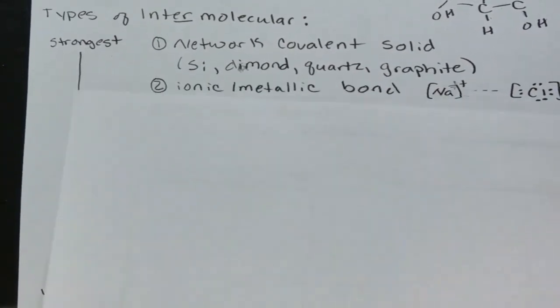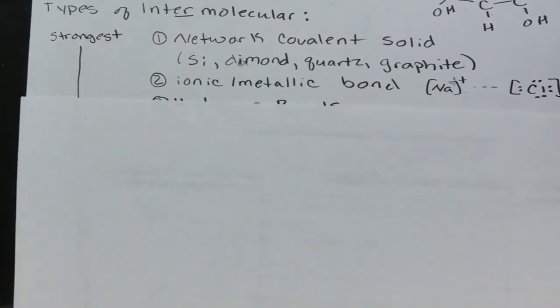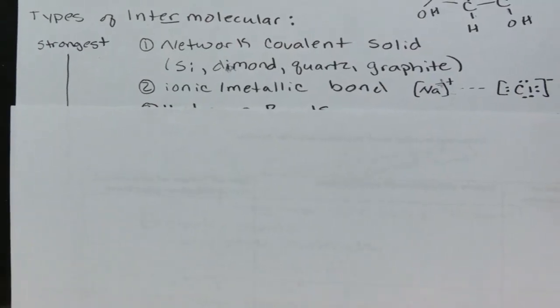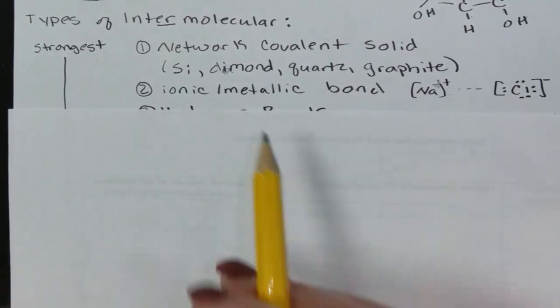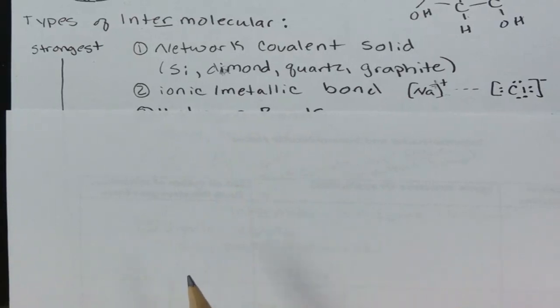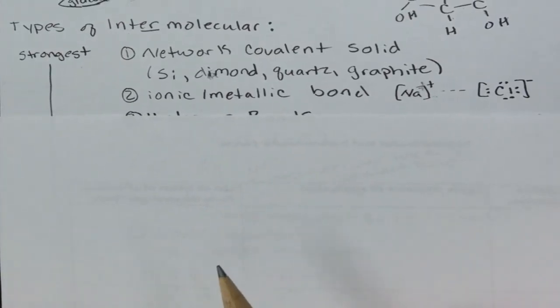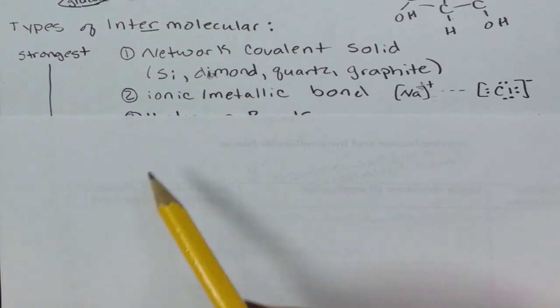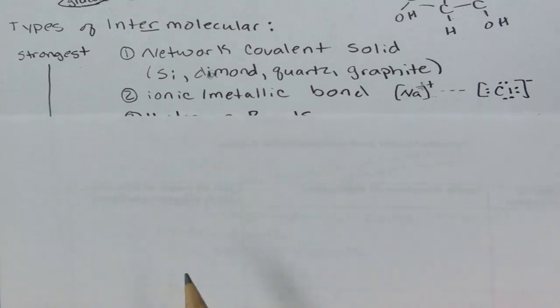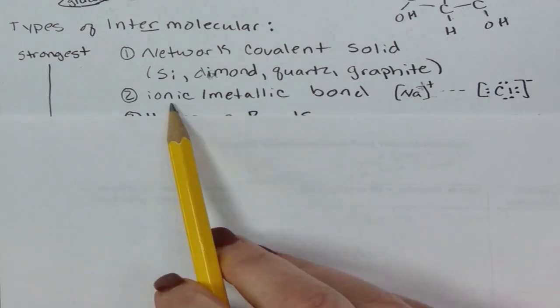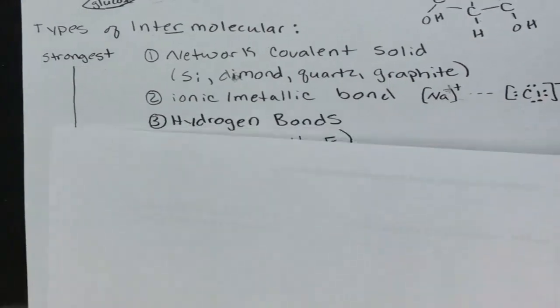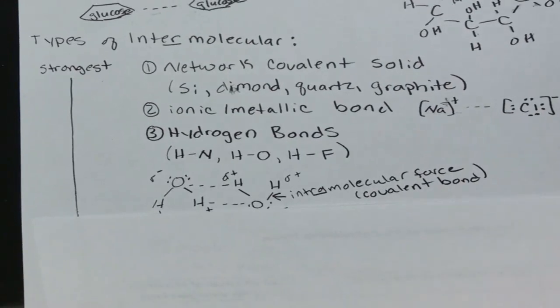The next type is going to be an ionic and a metallic bond. We're going to say that ionic and metallic bonds are of equal strength unless provided additional information in order for us to know which one may be a little stronger or a little weaker. But for the purpose of this course, I'd have to give you additional information for you to determine that. Otherwise, they are equal. We have hydrogen bonds.